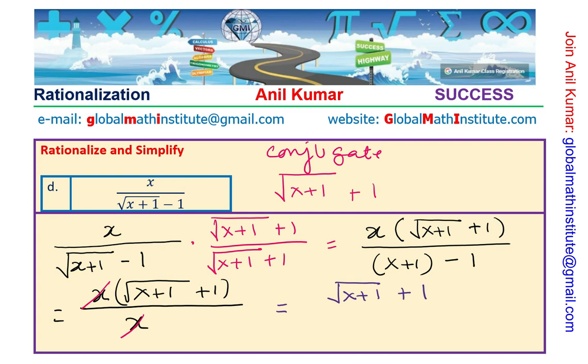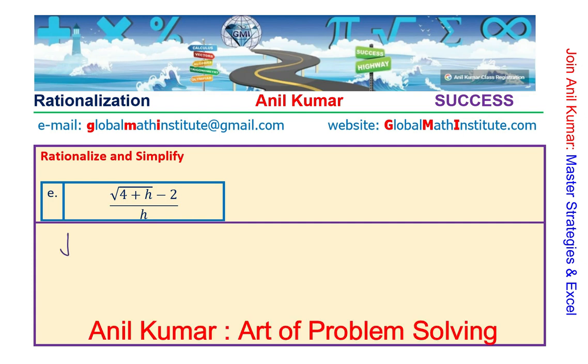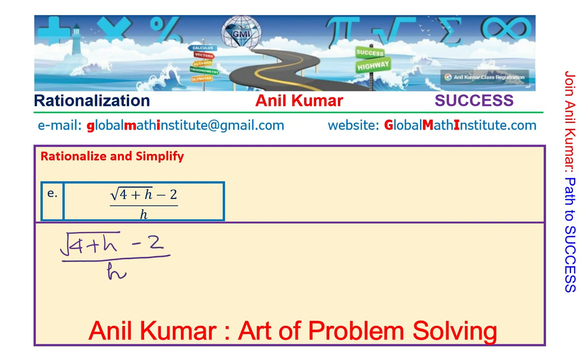You get the whole idea. That is rationalization. So you see how we have come to a slightly more difficult question. Now here is a very important expression before you. We need to rationalize (square root of 4 plus h minus 2) over h. Now when you begin with calculus, this is going to be almost your first question.